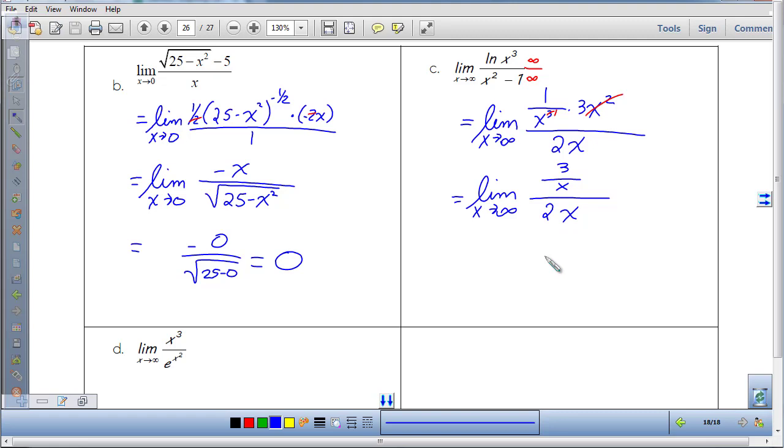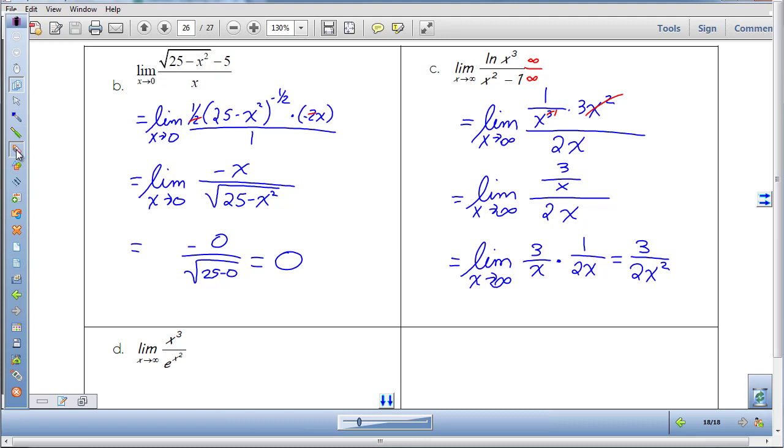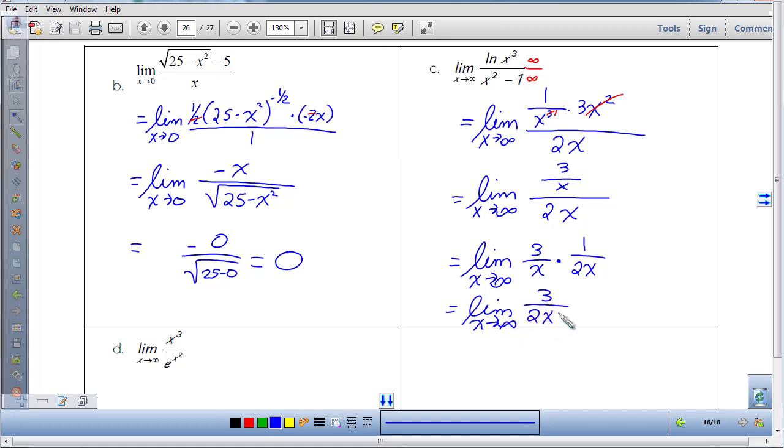But I think what I want to try is a little algebraic manipulation here. We've got 3 over x, and since it's divided by 2x, we can multiply by 1 over 2x. And so that gives us 3 over 2x squared. We're still taking the limit. We haven't evaluated the limit yet, so let me put my limit notation back in here, of 3 over 2x squared.